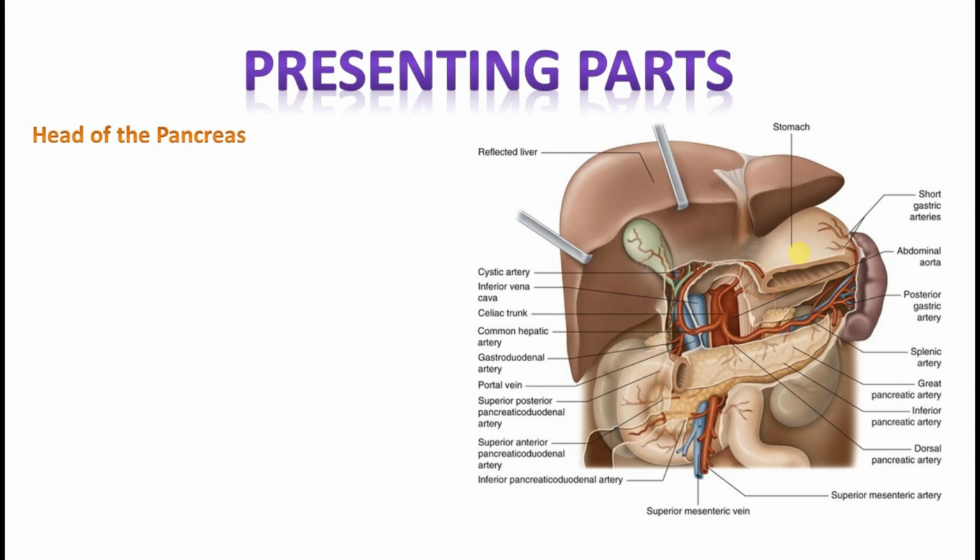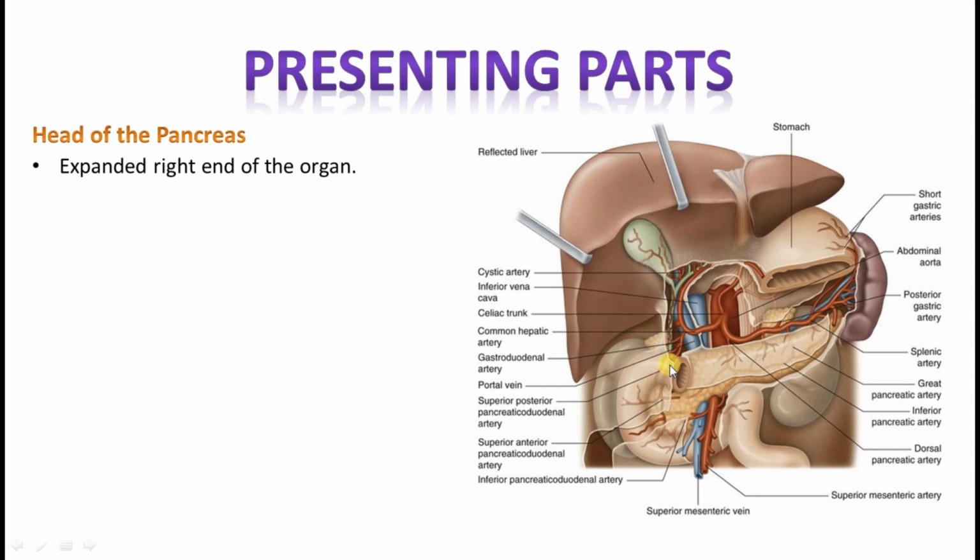Now we will try to understand the relations of each part of the pancreas in detail. Coming to the head of the pancreas, it is the widest part and flattened anteroposteriorly. It is flat anteroposteriorly. It has an anterior surface and behind it a posterior surface.